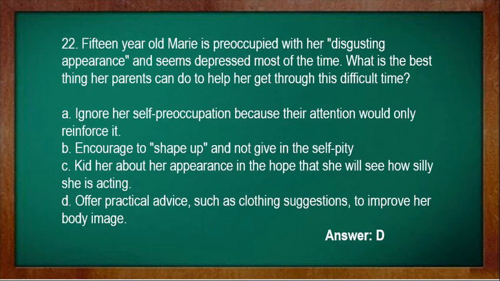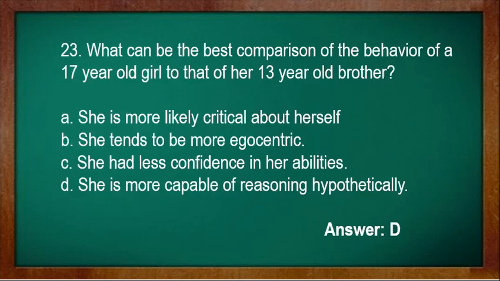Number 22. 15-year-old Marie is preoccupied with her disgusting appearance and seems depressed most of the time. What is the best thing her parents can do to help her get through this difficult time? A. Ignore her self-preoccupation because their attention would only reinforce it. B. Encourage her to shape up and not give in to self-pity. C. Kid her about her appearance in the hope that she will see how silly she is acting. D. Offer practical advice, such as clothing suggestions, to improve her body image. Answer, D.